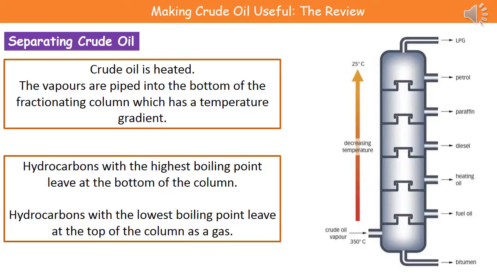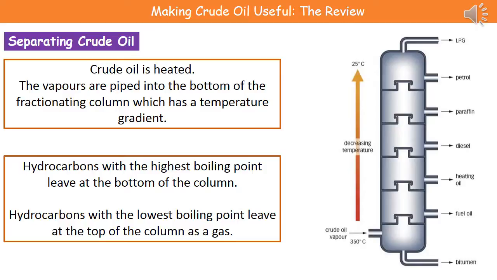So what we find is that the hydrocarbons with the lowest boiling point are going to be able to travel further up the column, because remember, it gets cooler the higher up we go. So the one with the lowest boiling point gets to the highest point, and that's going to leave the column at the very top as a gas, and that fraction is LPG.